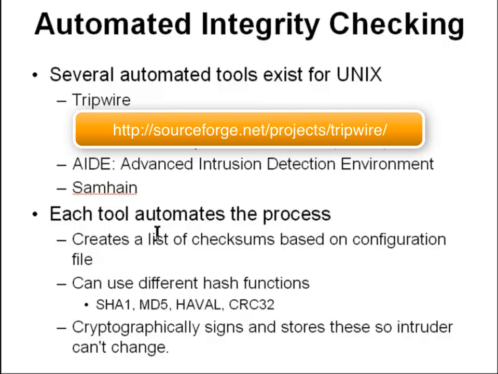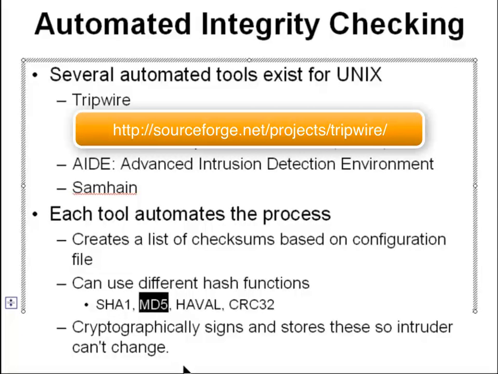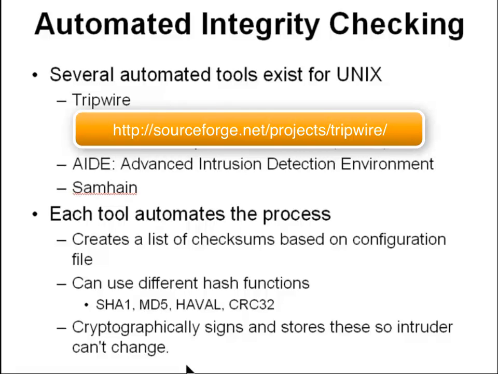They create a list of checksums based on a configuration file. You can specify different hash functions to use, as we see right here. Certainly we don't want to use anything that's as small as CRC32. There's a possibility of collisions. So I would strongly suggest that you at least use SHA or MD5 cryptographic hashes for this. And also, to make sure that no one changes the database and the policy files, these are cryptographically signed with cryptographic keys so that an intruder can't change this information.